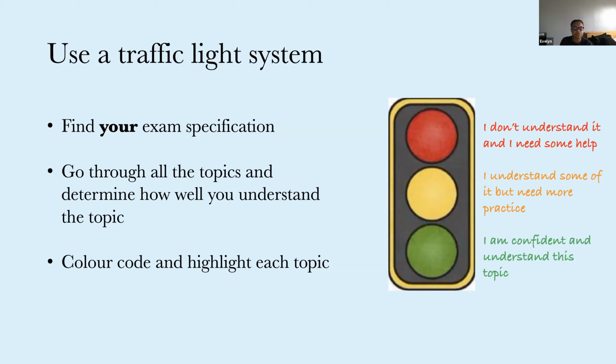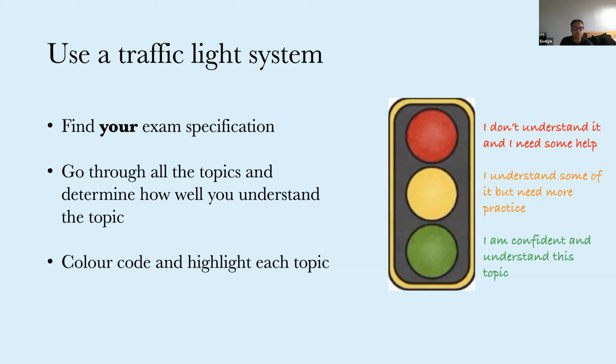Once you've found it, you can either have it as a PDF or you can print it. But what I suggest you do is go through all of the topics and determine how well you understand those topics. So let's say you've got simultaneous equations. If you really understand it, that's great. The next thing that you're going to do is color code it and highlight each topic depending on how well you know it. So if you really know simultaneous equations, I'd like you to highlight that or tick it green. If you come across quadratic equations, you're not too sure about that, sort of understand it, but you'd like some more practice, you can either take it yellow or orange.